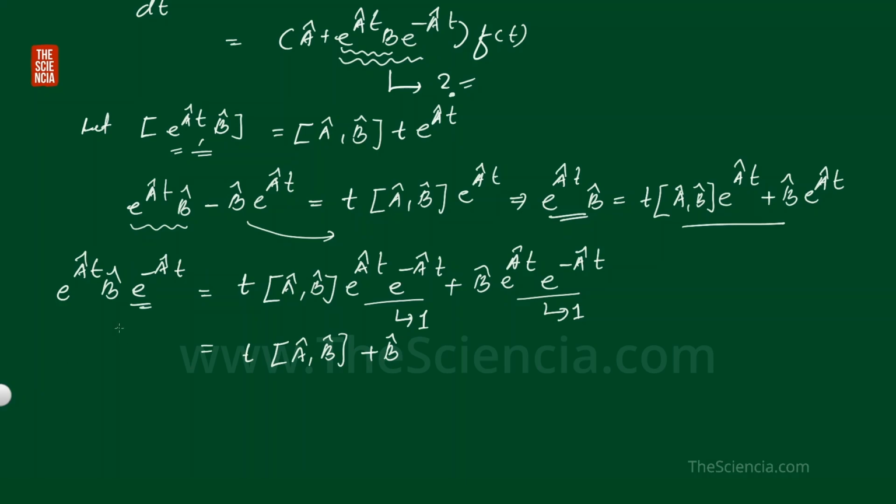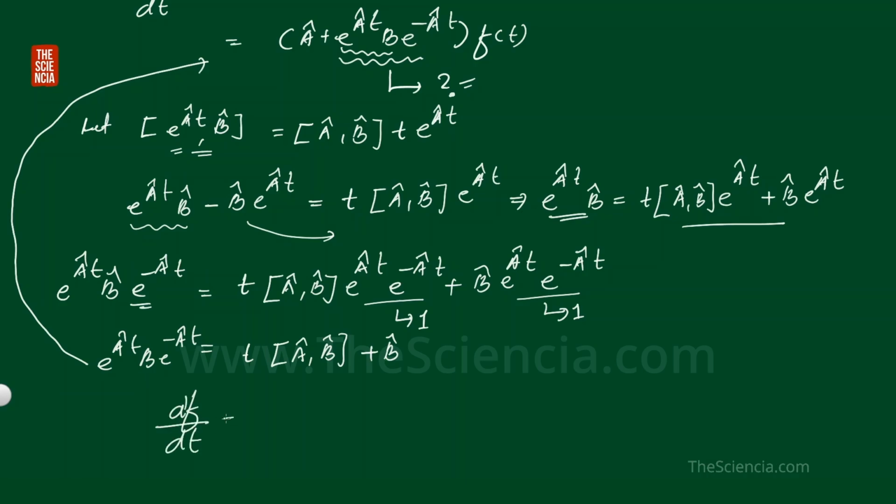So we got the value of e raised to A cap t and e raised to minus A cap t. Now we have to substitute this value in our earlier equation. What is the earlier equation? That is, df by dt is equal to A cap plus, see, now we have to substitute this value, that is t into A cap B cap plus B cap into f of t.